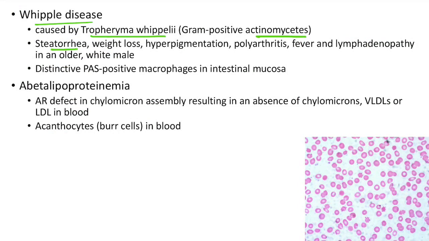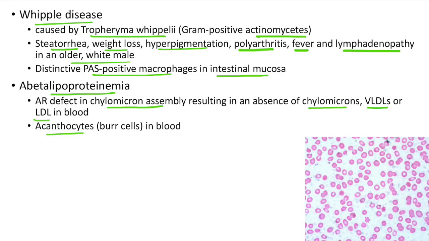Clinical features include steatorrhea, weight loss, hyperpigmentation, polyarthritis, fever, and lymphadenopathy in an older white male. There will be distinctive PAS positive macrophages in intestinal mucosa in case of Whipple disease. Now let us see about abetalipoproteinemia. It is an autosomal recessive defect in chylomicron assembly resulting in an absence of chylomicrons, VLDLs or LDL in blood.